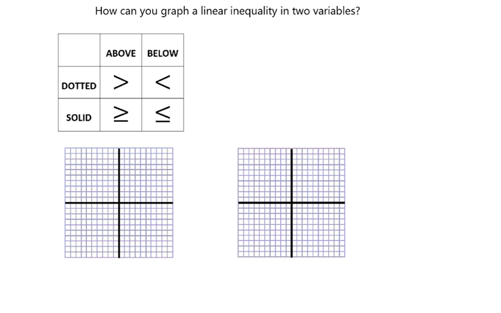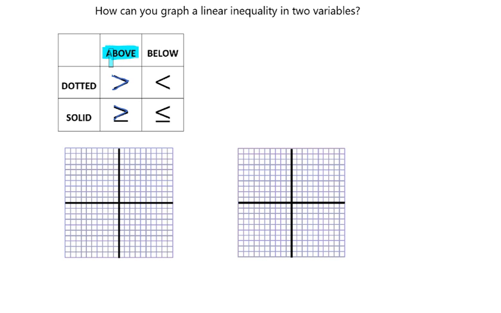In this video, we're going to talk about how you can graph a linear inequality in two variables. Then we're also going to talk about how you can determine whether an ordered pair is a solution of an inequality. So here we have our four symbols: greater than, less than, greater than or equal to, and less than or equal to.